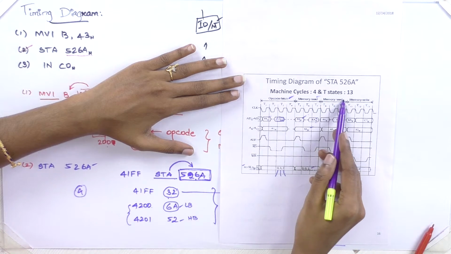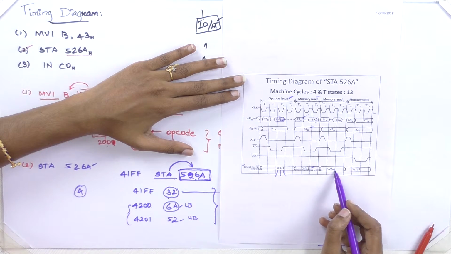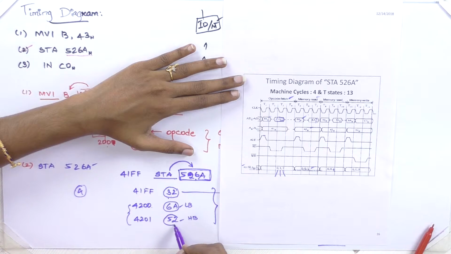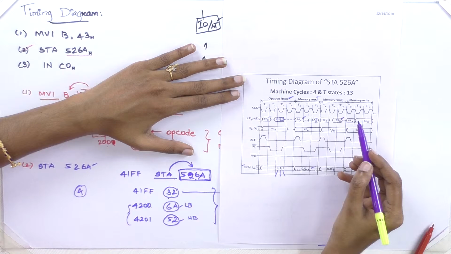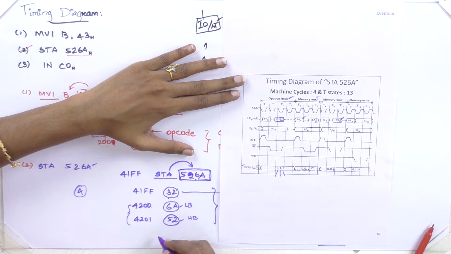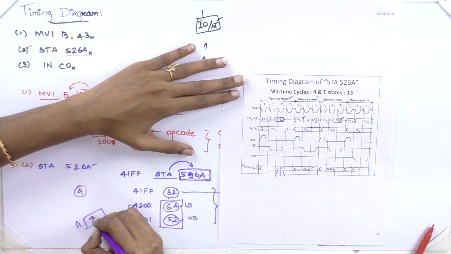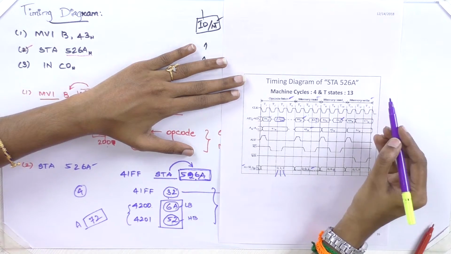Fine. So next is the memory read, again a memory read, and the control signals remain the same. The memory address is 4201, in which we have stored 52. That value will be put on the address bus. Fine. So the next cycle is memory write. What do we do in it? We have to write the value. For example, if the accumulator has the value 72, this 72 has to be stored in memory location 526A. So the next operation is memory write.